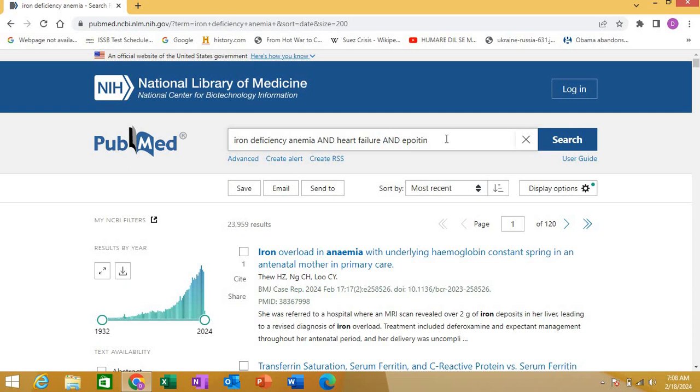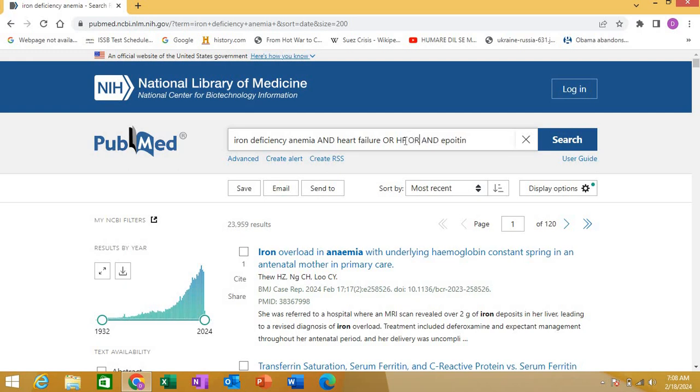Now how to use OR? OR is used for alternates. There are different terms for a single disease, for a single theme. For example, iron deficiency anemia, heart failure. But heart failure is not the only word that we use for this particular term. To further optimize my search, I will use OR. I can use the common abbreviation of heart failure, HF, because many studies use this term HF. So with heart failure, I have put OR and given another common search term for heart failure.